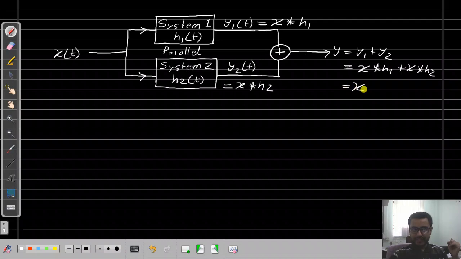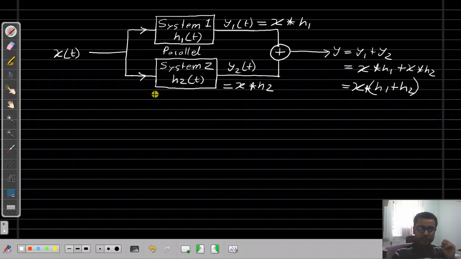Now you can take X common, H1 plus H2 star here. So this will be the final, this is H2, X star H1 plus H2. This is the final output.